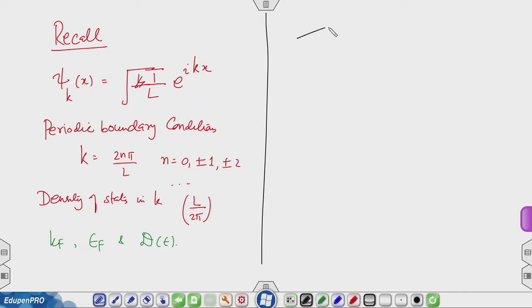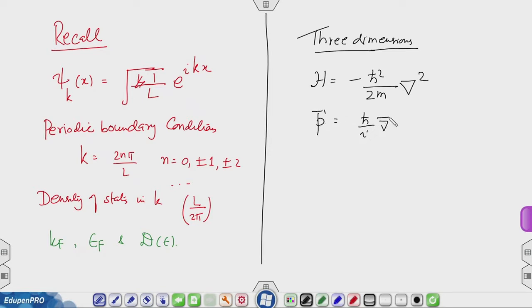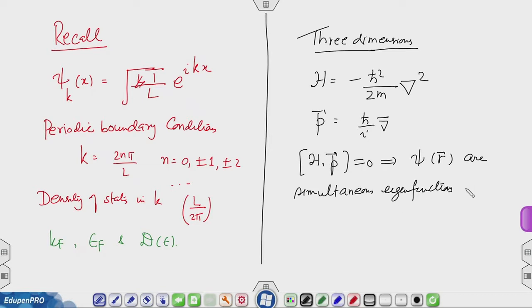So, now we do the same for 3D. The Hamiltonian is minus h cross square over 2 m del square. The momentum operator is h cross over i del, and H and p commute, and this means psi(r) are simultaneous eigenfunctions of H and p. So, I have H psi equals E psi and p psi equals the momentum operator p acting on psi.